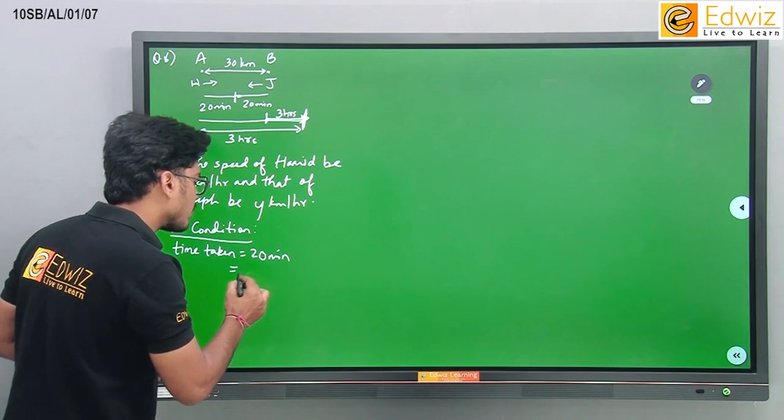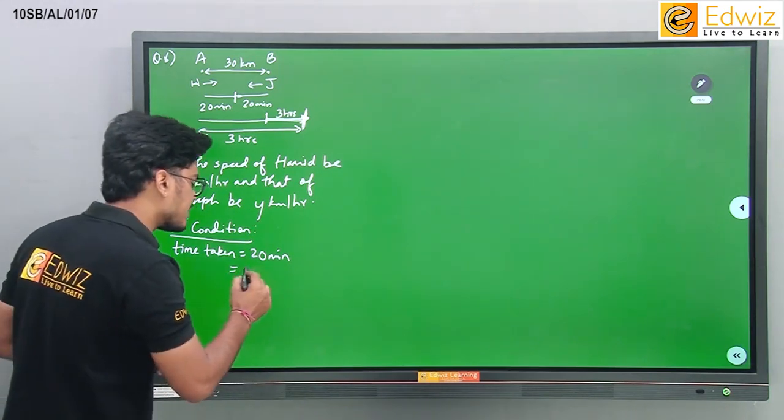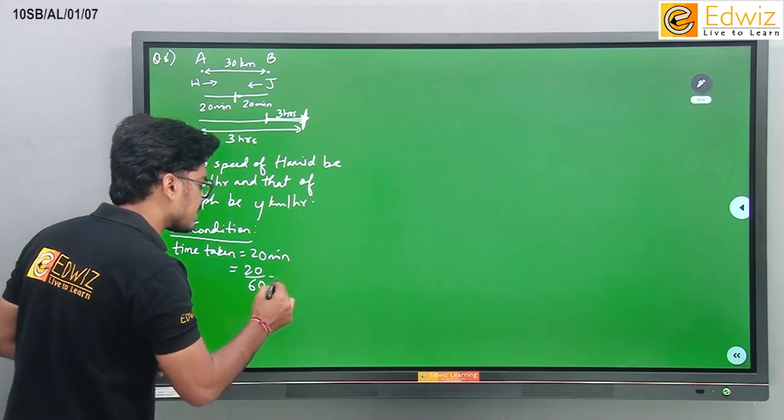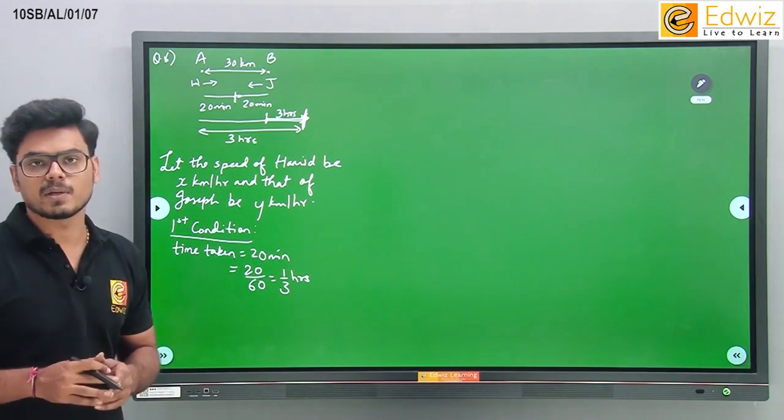So hours में कितना होगा, 1 hour is 60 minutes. So we'll divide this by 60. 20 by 60, that is 1/3 hours. ठीक है, this is the time taken by both of them.